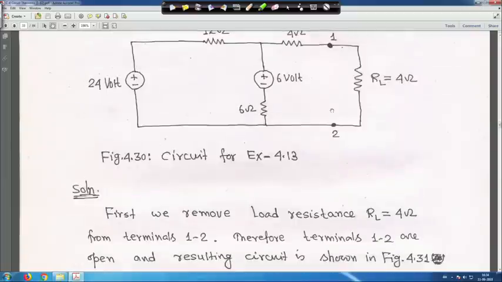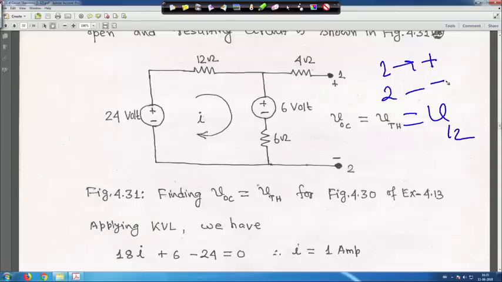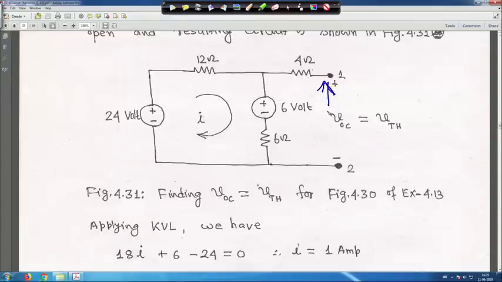So, that means you have to find the V Thevenin, where R L is equal to 4 ohm is opened here, and basically this is V 1 2. When we write 1 2, terminal 1 means plus and 2 means minus. So, V open circuit voltage, VOC, is actually equal to V Thevenin, which is V 1 2. Let me clear it. So, this is plus, and the arrow will be there, and this is VOC is equal to V Thevenin. So, this is open circuit.